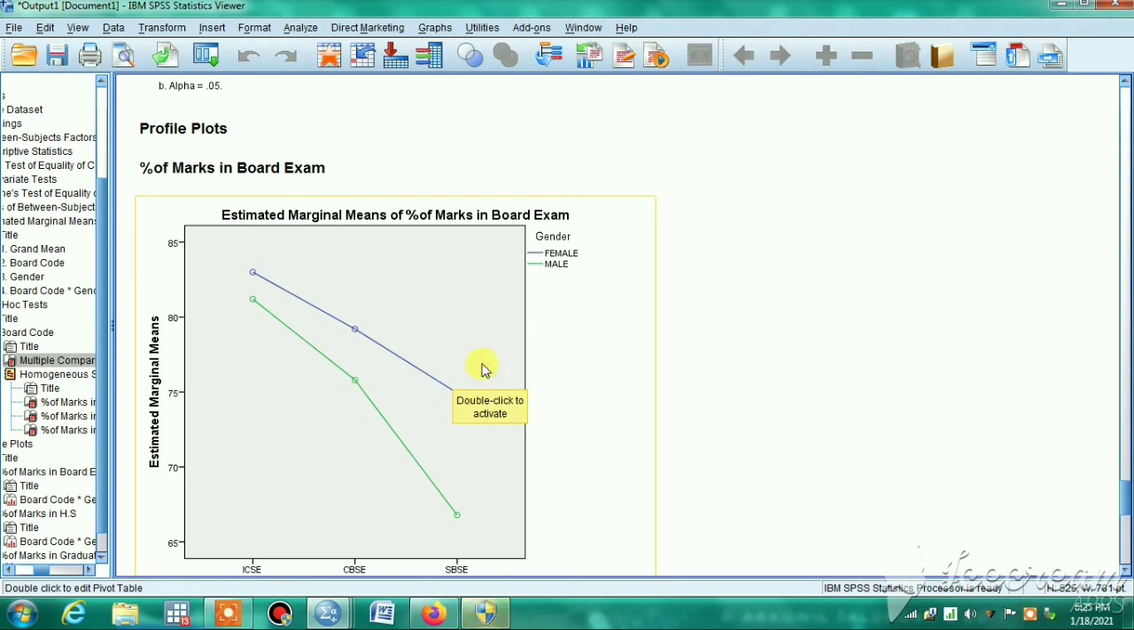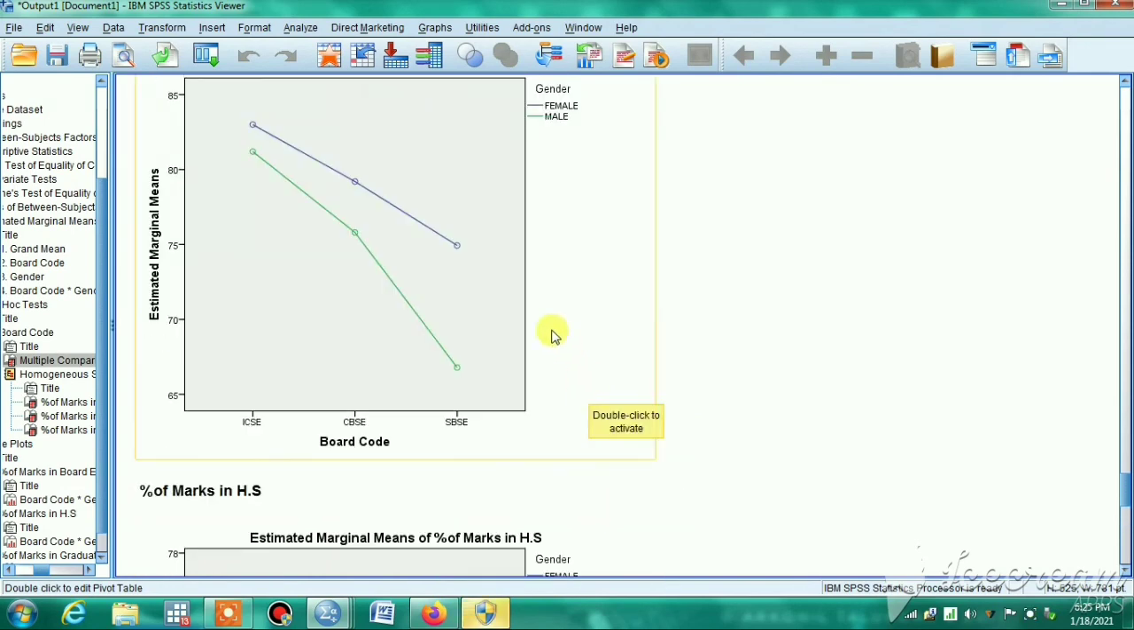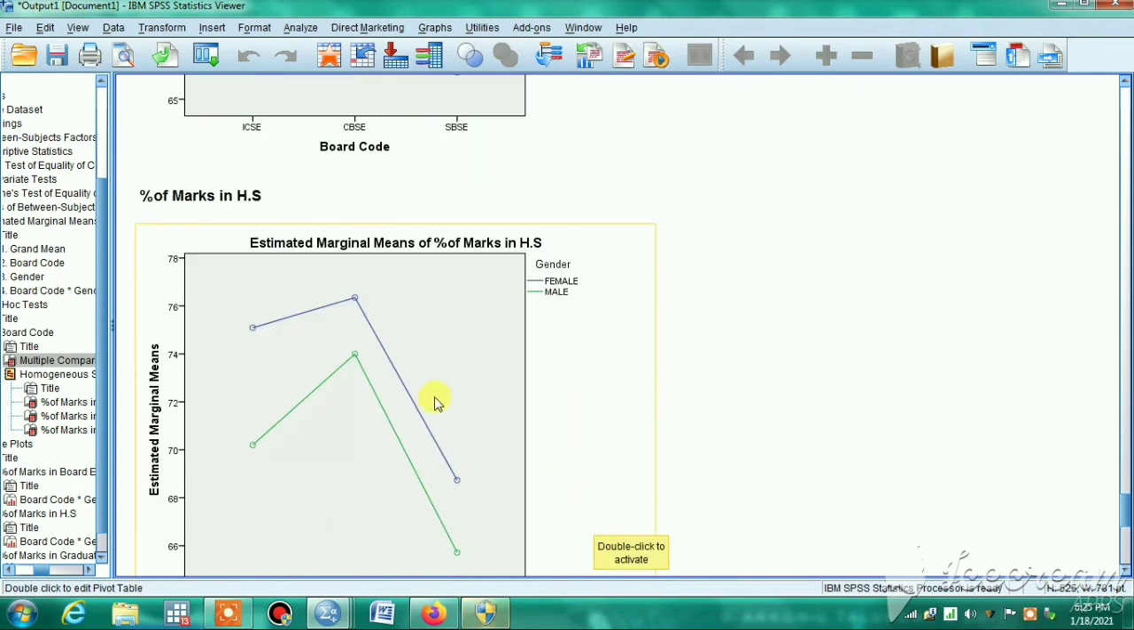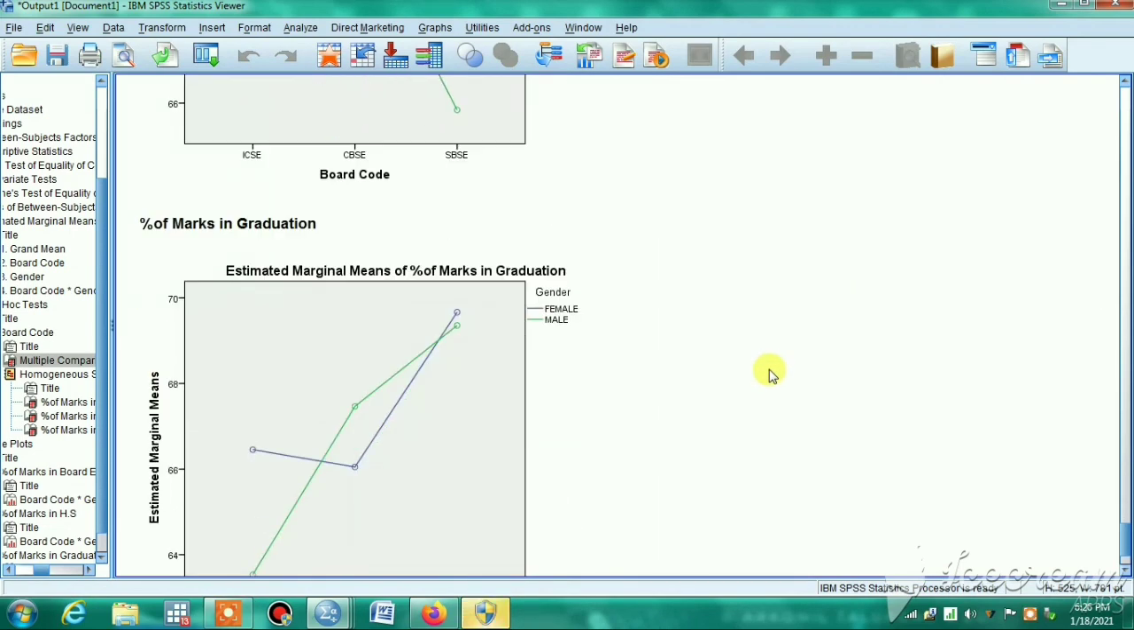This is the male female plot in board exam. The green one is male and the blue one is female, and the ICSE board. So female is better in all respects, especially in ICSE, CBSE and SBSE compared to male, according to this data. Similarly, this is for board secondary exam, and this is for HS, higher secondary exams. It shows the average marks for female is better than the male marks in ICSE, CBSE and SBSE. So females are going ahead.